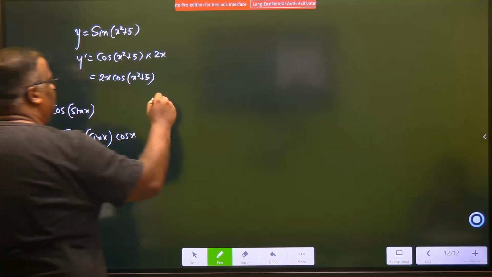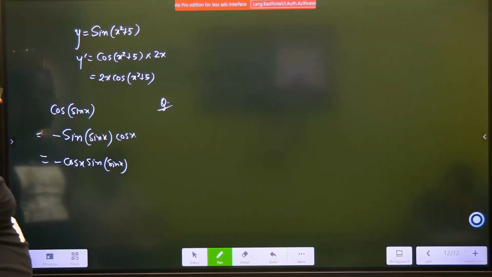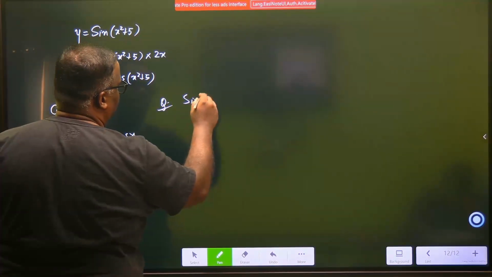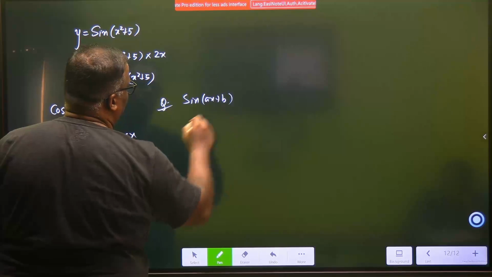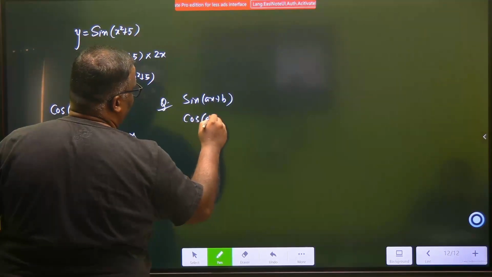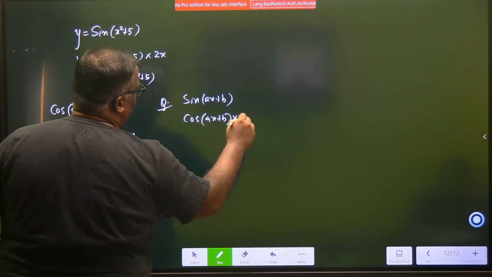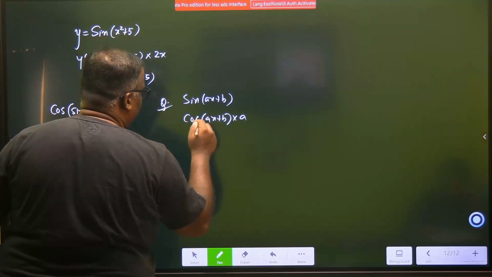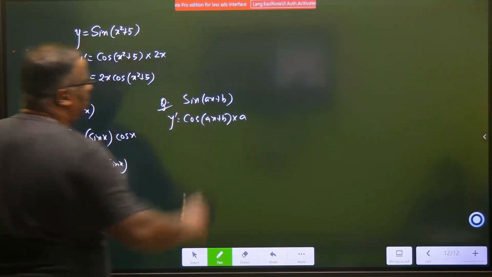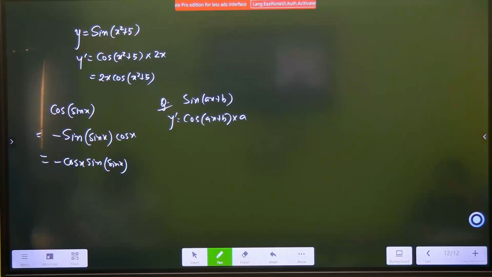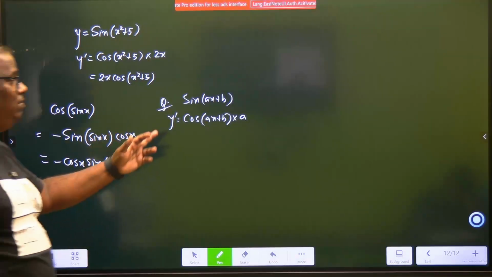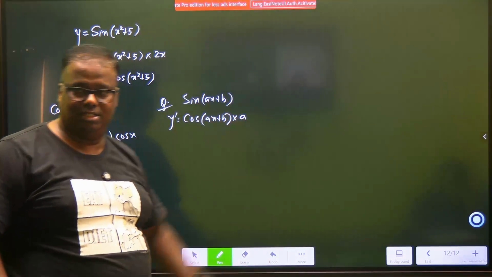Third question. Sine of cos of ax plus b. You tell me what should be the answer. Cos of ax plus b into a. Not x, son, it will be a. The derivative of ax is a. Linear's derivative is always constant. Remember that. Next.